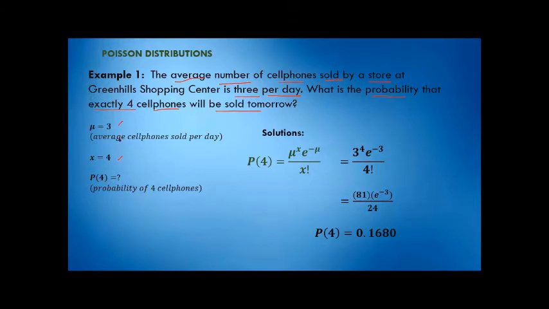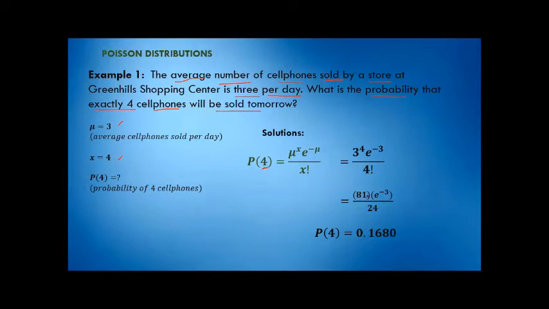Now, dalawa lang yung parameters as I mentioned. Mu and x lang yung kailangan sa formula. So, i-substitute natin. So we all know that this is x, kaya 4 ang sinubstitute natin. Ito ay mu, kaya 3 ang sinubstitute natin. Ito ay x, kaya 4 ang sinubstitute. Then constant e raised to negative mu, which is 3, all over x factorial, ang x natin is 4, kaya 4 factorial.